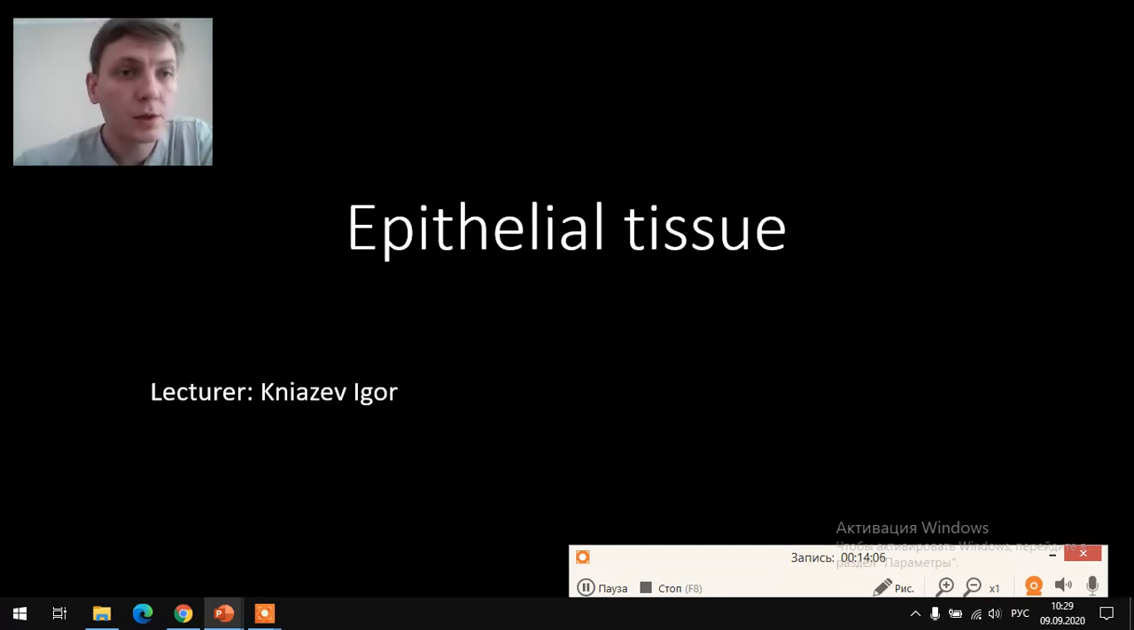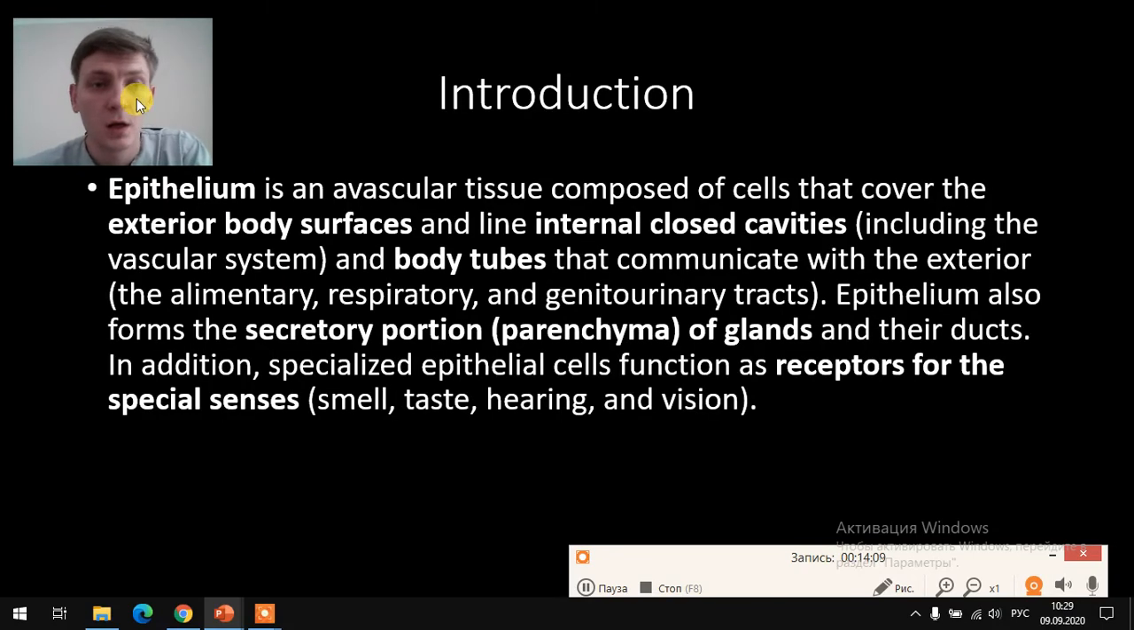So now we'll delve deeper into understanding epithelial tissue. As I told you before, epithelium is an avascular tissue composed of cells that cover the exterior body surfaces and line internal closed cavities. The exterior body surfaces are the skin, the eye, and the mucosa of the oral cavity and entire digestive tract, mucosa of the respiratory tract, urinary system, and genital system also. So everywhere we have a direct or indirect connection to the external surfaces, it's covered with epithelium, and also internal closed cavities.